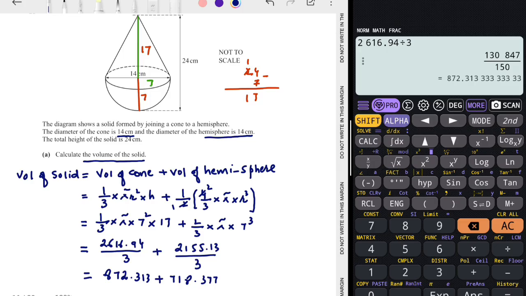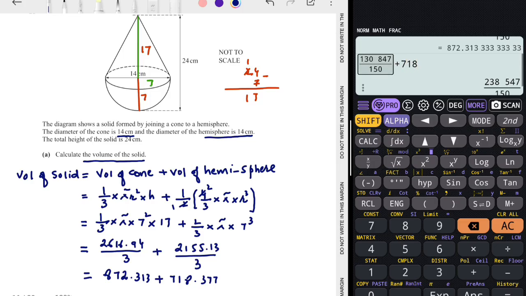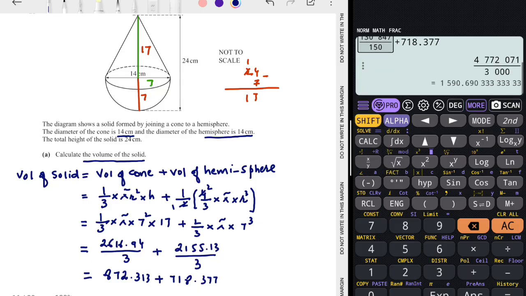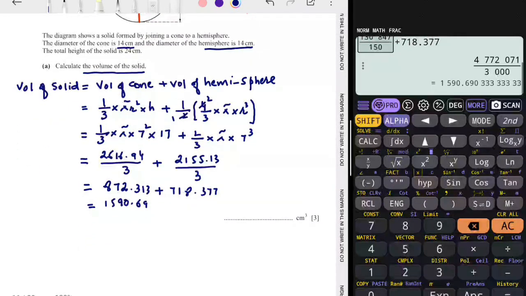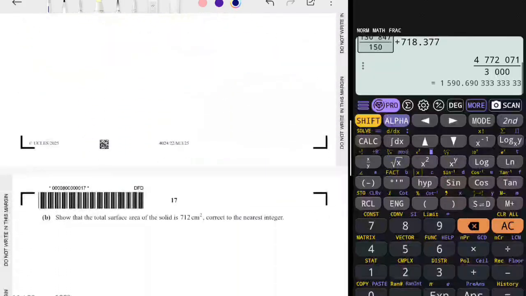31. To add both values, plus 718.377. The final answer would be 1590.69, and in three significant figures your answer is 1590.00. This is the answer.